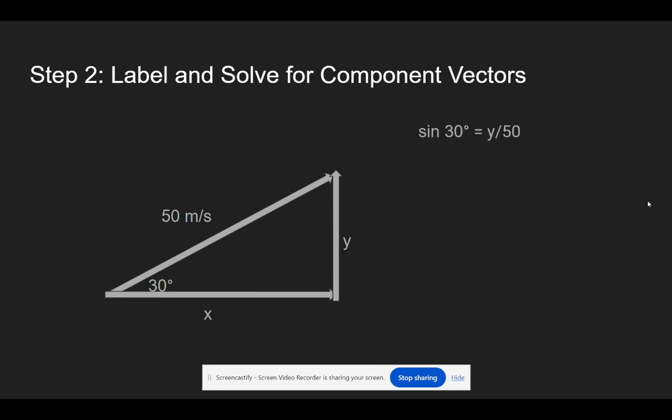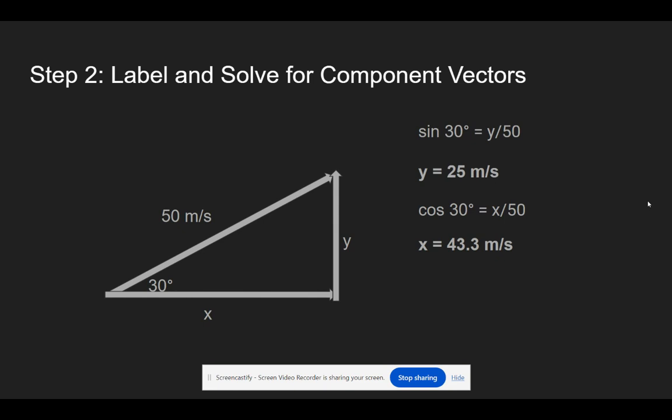And now that we have that set up, we can use trig functions to say that the sine of 30 degrees is y over 50. With a little bit of algebra and our calculator, y is 25 meters per second. So when the projectile leaves the cannon, 25 meters per second is its vertical motion. Similarly, we can use cosine. Cosine of 30 equals x over 50 to find the horizontal. Little bit of algebra and calculator gets us that x is 43.3 meters per second. So its horizontal motion at the moment it leaves the cannon is 43.3 meters per second.